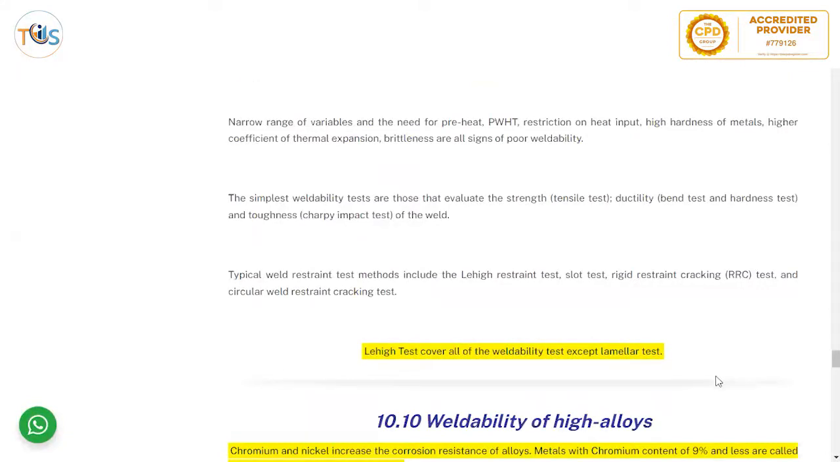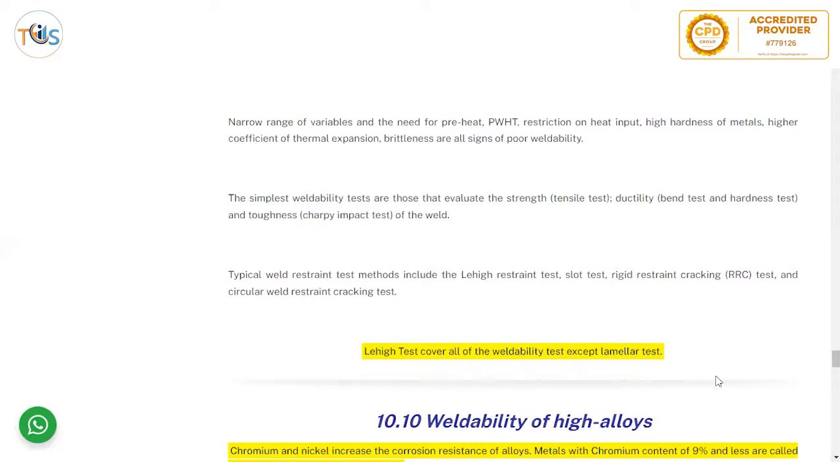Weldability testing means how easy you can weld a joint and how wide the range of variables would be. Narrow range of variables and the need for preheat, post-weld heat treatment, restrictions on heat input, high hardness of metals, higher coefficient of thermal expansion, brittleness are all signs of poor weldability. The simplest weldability tests are those that evaluate the strength, tensile test, ductility, bend test and hardness test, and toughness, Charpy impact test of the weld.